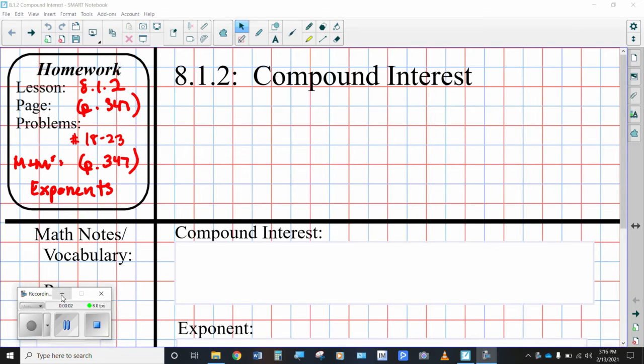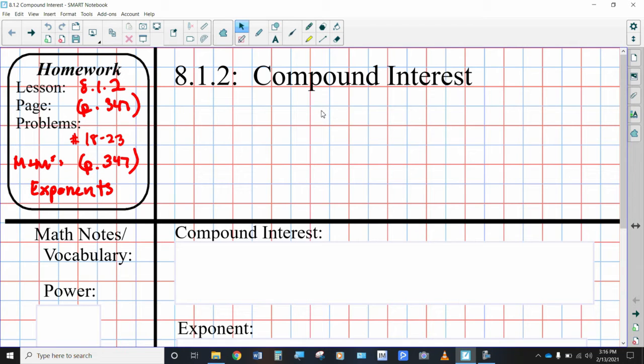All right, let's move on to lesson 8.1.2. In this lesson, I am going to introduce you to what makes the financial world go around. It's called compound interest, and we're going to reflect a little bit on simple interest, which you may have learned in 6th grade, but for sure we touched upon it last year in 7th grade because it was a part of proportional reasoning that was such a big theme of 7th grade math.